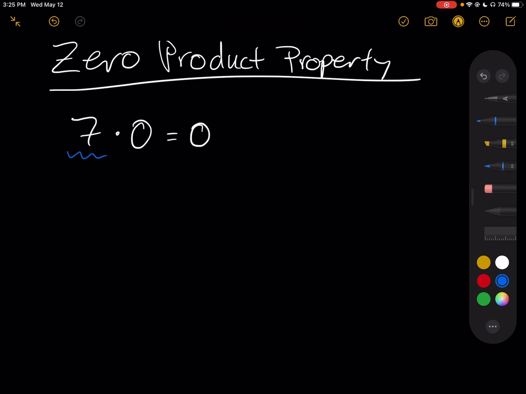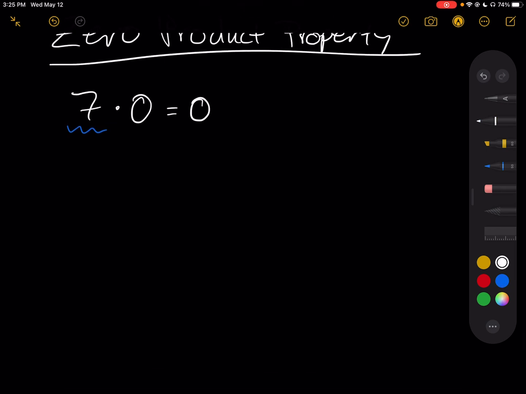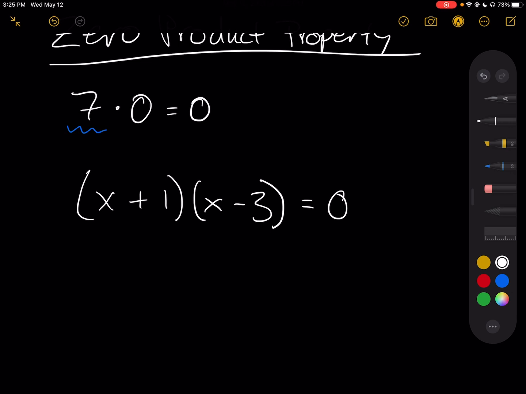Now, we can use that to our advantage because when we're talking about polynomials, frequently we'll have something in factored form. So factored form looks like something like this, right? And we might say that we want to know what x values I can plug in to make the whole equation equal to 0, right? So essentially, if I can make either one of these factors equal to 0, then the whole left side would become 0, right? Because I would take 0 times a number or a number times 0.